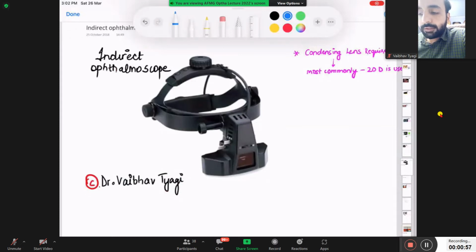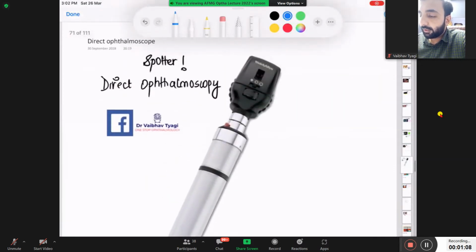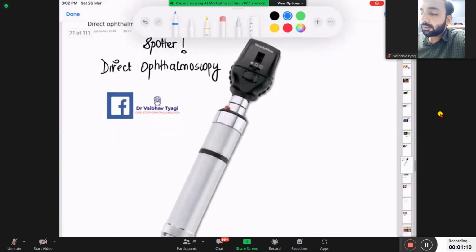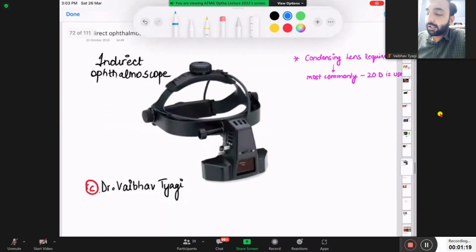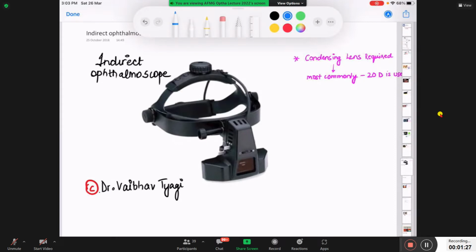Okay. So what is the basic difference between direct ophthalmoscope and indirect ophthalmoscope? Through the help of these two instruments, we use them in OPD to visualize the fundus and retina examination is done. So this, I want to tell you, direct ophthalmoscope is nowadays obsolete. We don't use it very frequently. Which is used is indirect ophthalmoscope. Why? What are the advantages of indirect ophthalmoscopy over the direct ophthalmoscopy? These we will discuss in detail now.